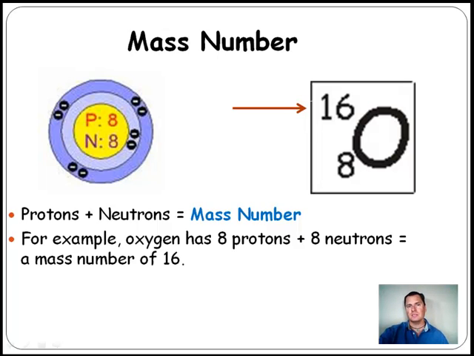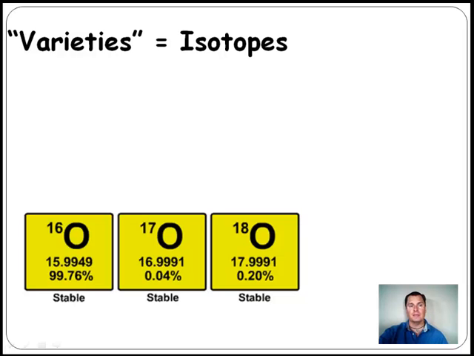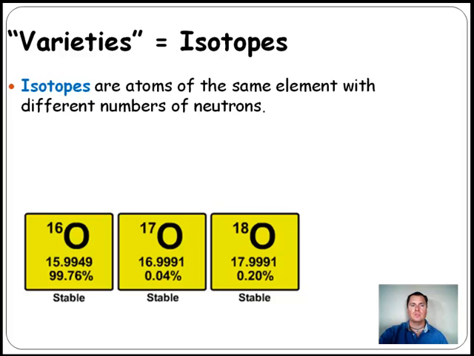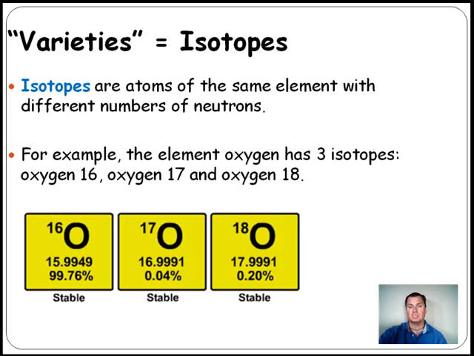We can think of isotopes simply as varieties. Isotopes, remember, are atoms of the same element with different numbers of neutrons. The number of neutrons in the nucleus can change without changing the element, but we can't change the number of protons. For example here, oxygen has 3 isotopes, oxygen-16, 17, and 18, depending on whether it has 8 neutrons, 9 neutrons, or 10 neutrons.